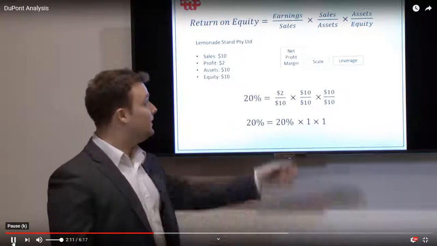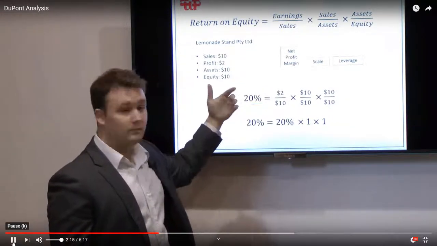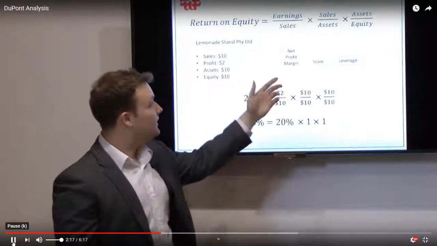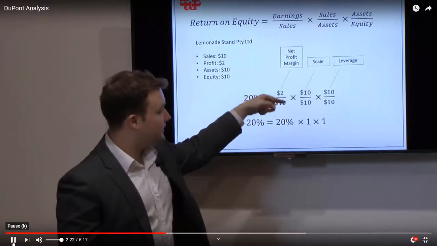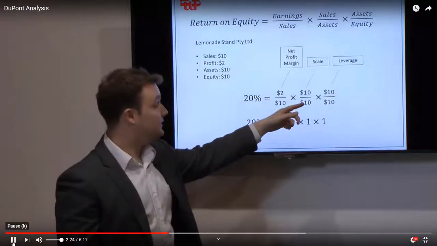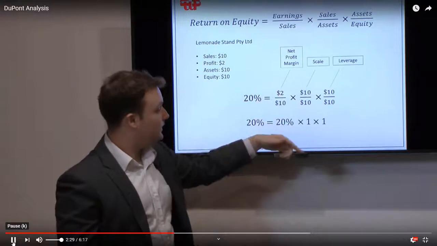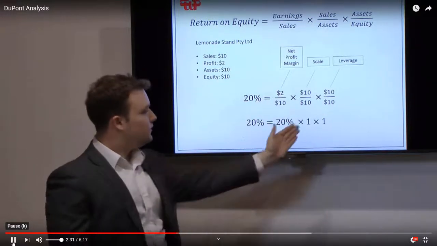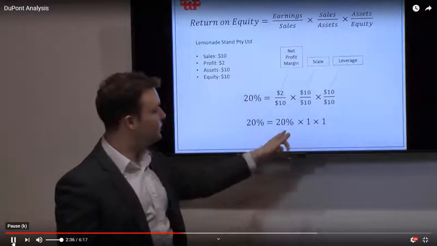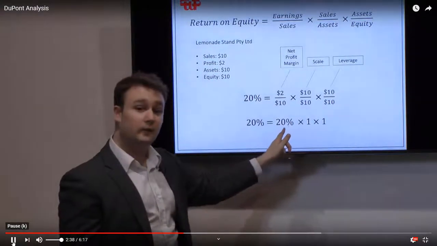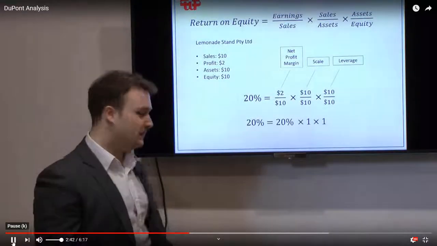Its net profit margin, earnings over sales, is 20%. Its scale factor, sales over assets, $10 over $10, is 1, and its leverage factor, assets over equity, $10 over $10, is also 1. So if we look at the return on equity for this company, we can see that most of it is driven by the net profit margin, not so much these other factors. Let's start up another company and see how we go.